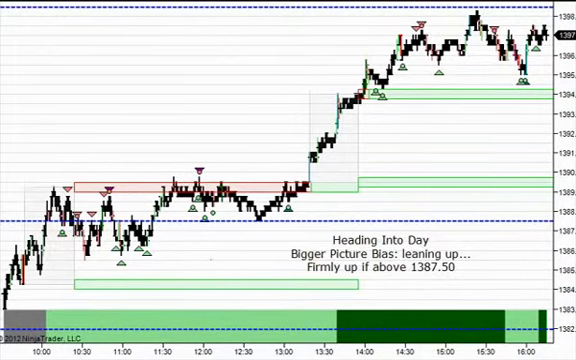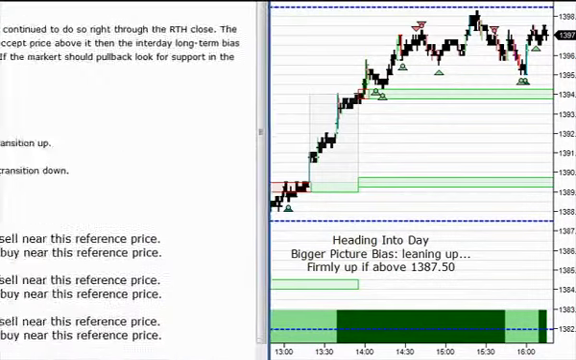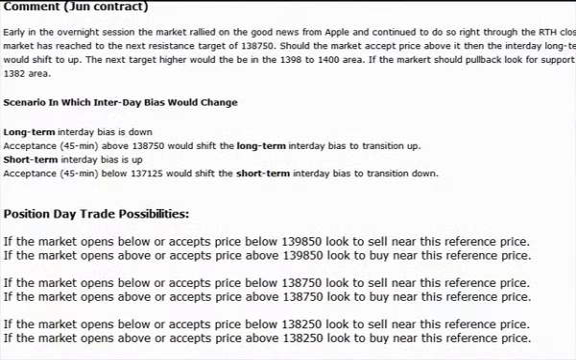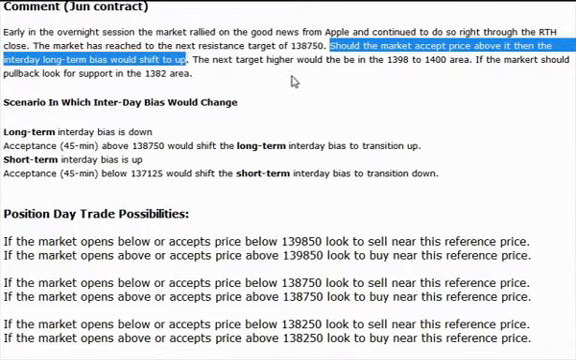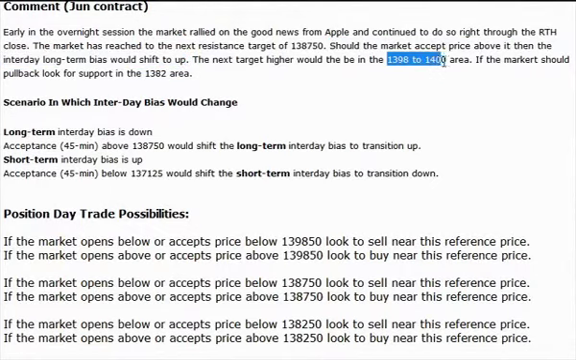Let me just bring over the report that we do each day. So going into today, we do a report on the ES here, and what we were talking about was that our bias was certainly leaning up. It wasn't completely sold on that, but if we could get above this 87.50, should the market accept price above it, then we shift to up strongly, and then the next target up would be in the 1398 to 1400, and we look for support in the 82 area.